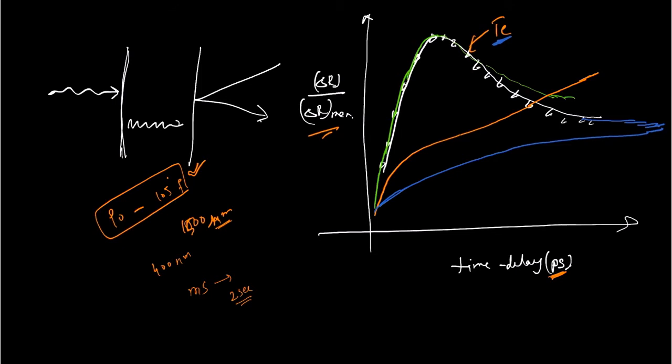Okay, after going through this description of how we measure, and what type of data we get in the reflectivity measurement at a very short time scale, let's go back to our two-step model.